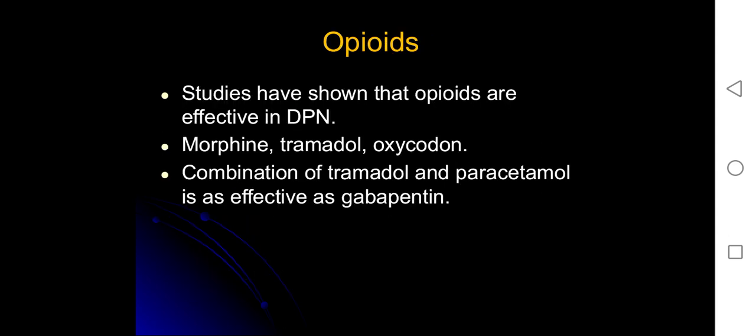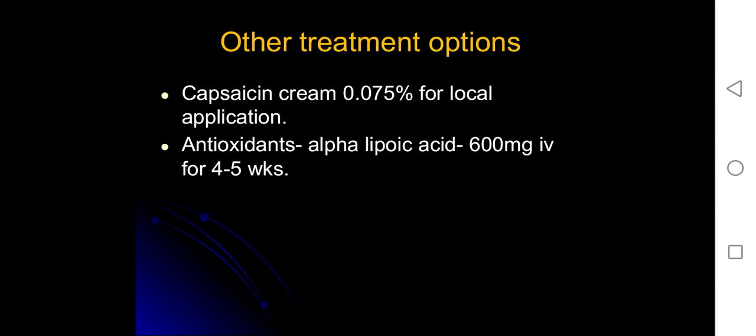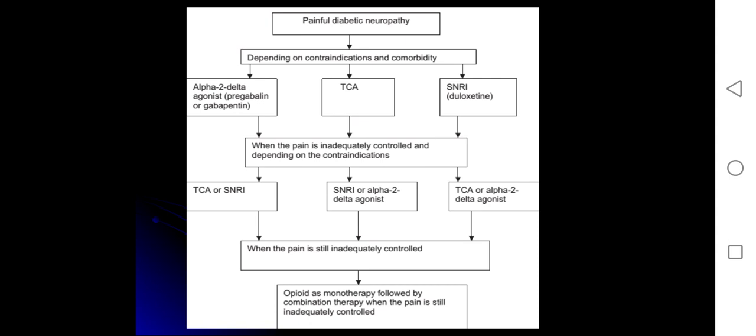Opioid studies have shown that opioids are effective in diabetic painful neuropathy. Drugs like morphine, tramadol, oxycodone, and the combination of tramadol and paracetamol are as effective as gabapentin. They have their own side effects. Other treatment options are capsaicin cream for local application, antioxidants like alpha lipoic acid 600 mg IV for 4 to 5 weeks. This is the flow chart.